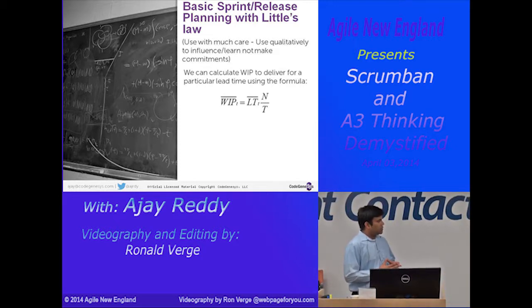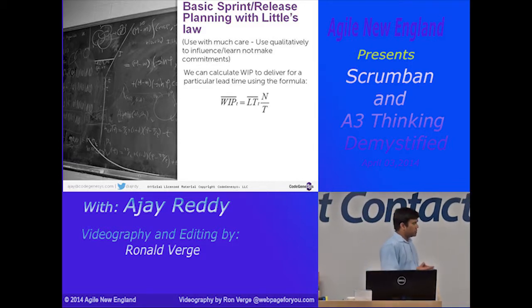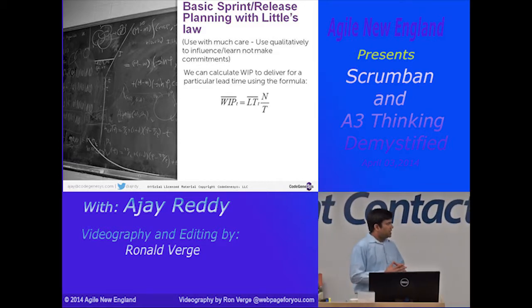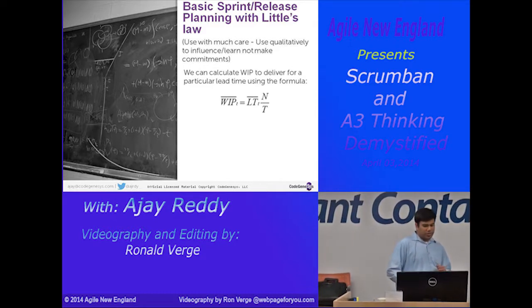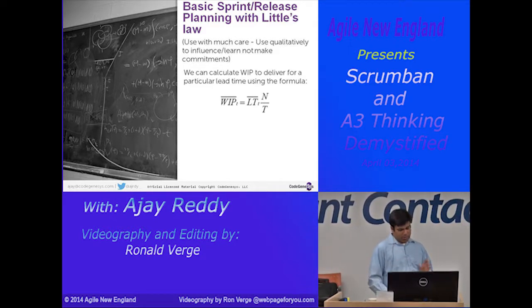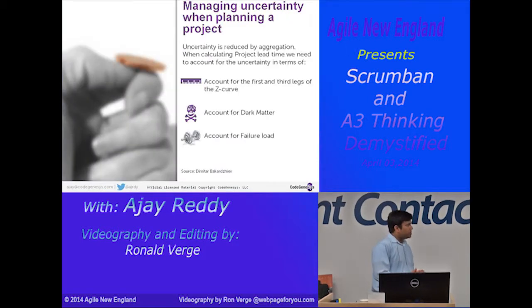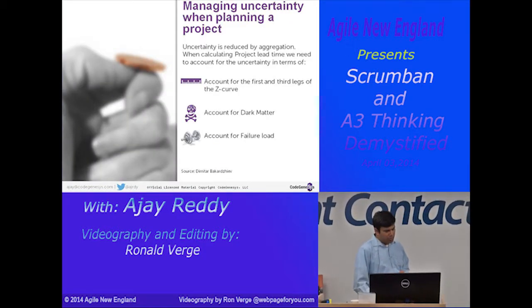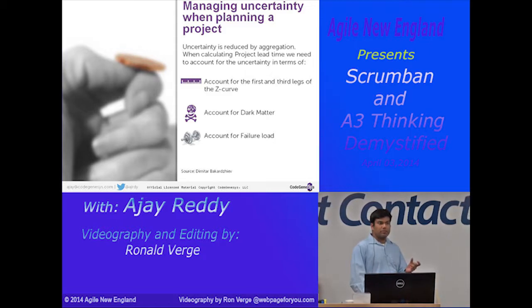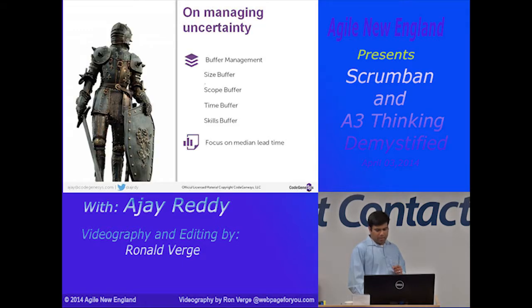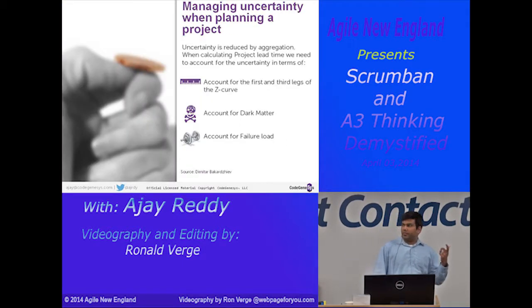But in that formula, WIP, the bar is the average work in progress, average lead time, N is the number of stories, the number of features, and T is the time of the iteration or release. When planning, make sure you account for dark matter, which is basically the traditional term scope creep. But this takes on an additional meaning as well, because we believe that work is variable, and so work size changes as you take it on. So just make sure you account for that as well. Account for failure load, which is basically defects and so on.